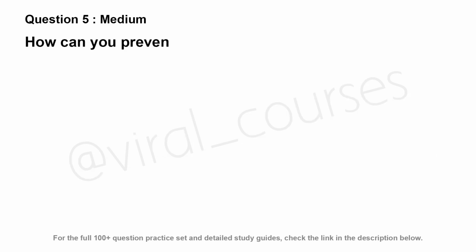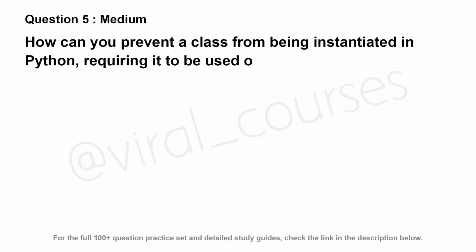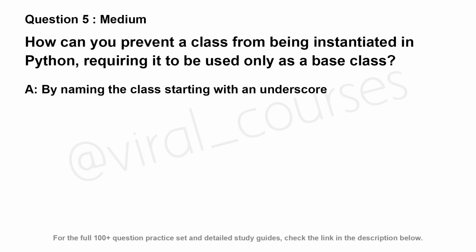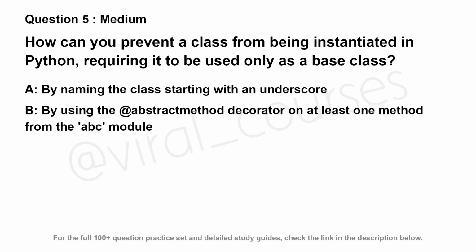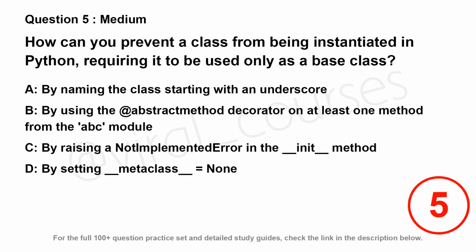How can you prevent a class from being instantiated in Python, requiring it to be used only as a base class? Option A, by naming the class starting with an underscore. Option B, by using the abstractmethod decorator on at least one method from the ABC module. Option C, by raising a NotImplementedError in the __init__ method. Option D, by setting __metaclass__ equals None.